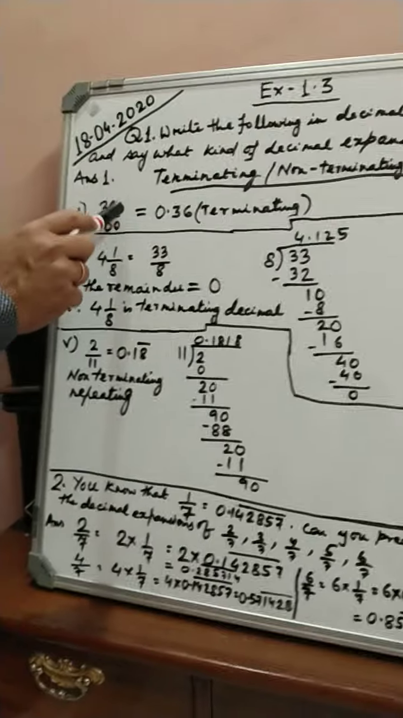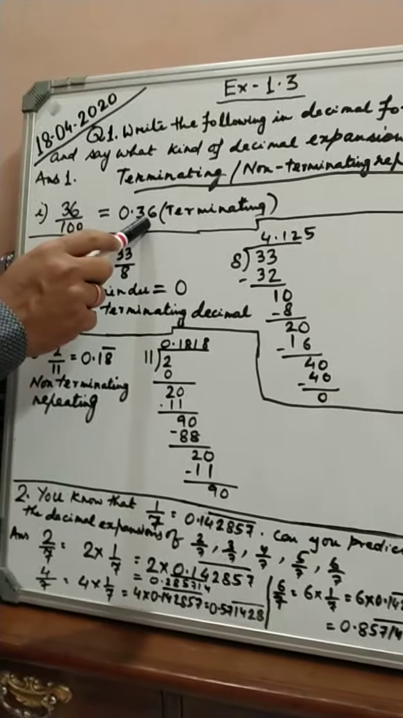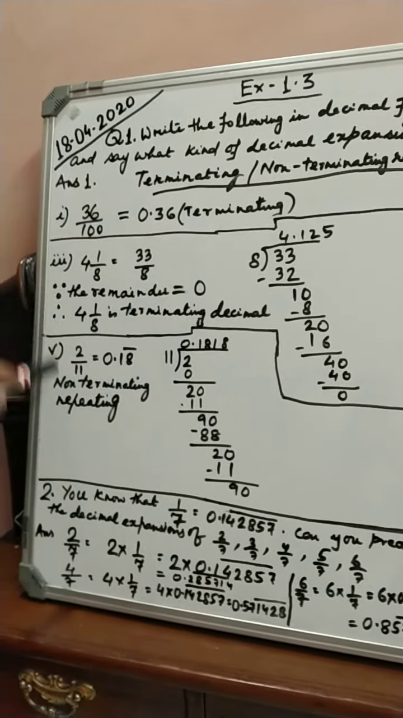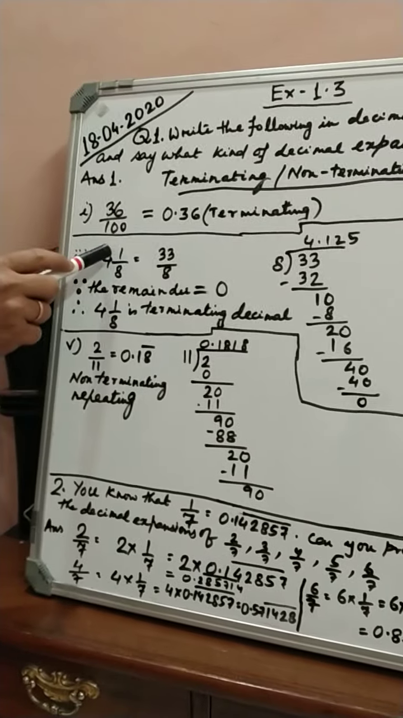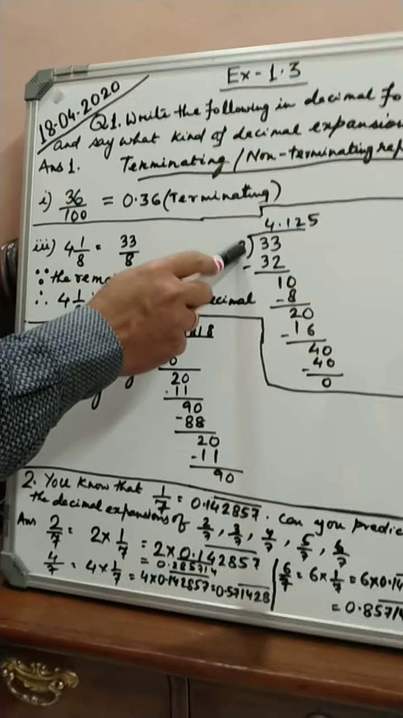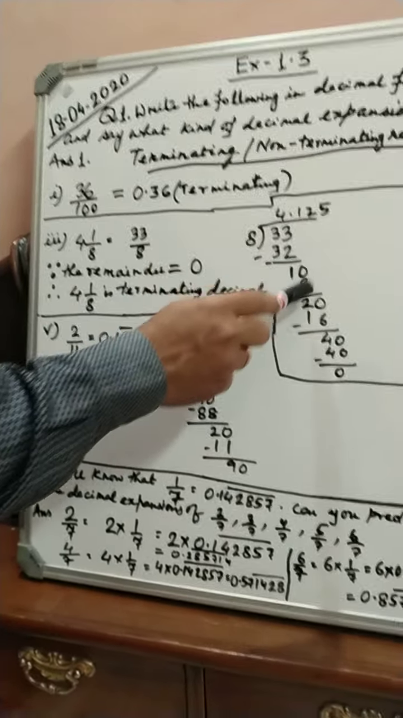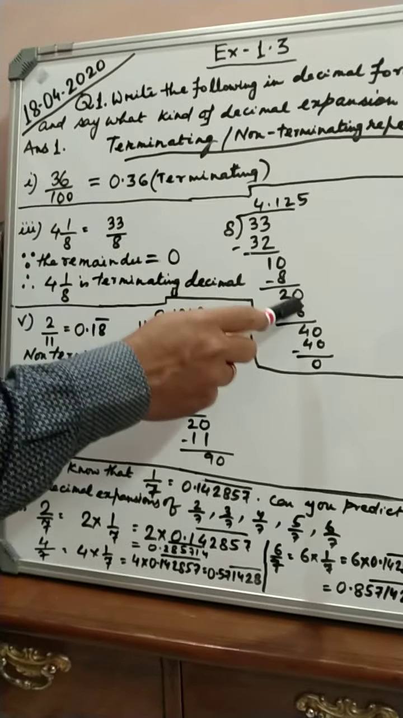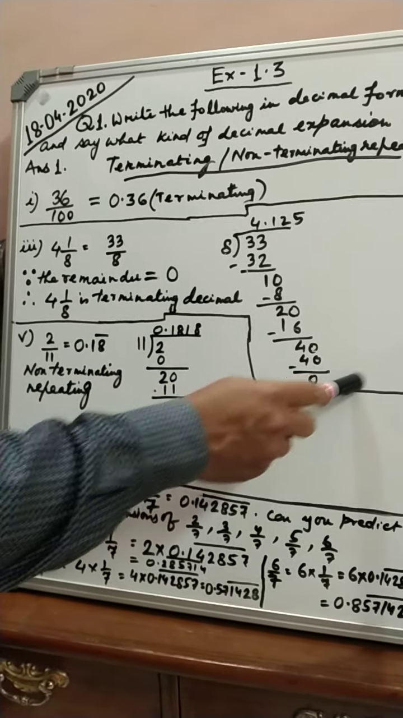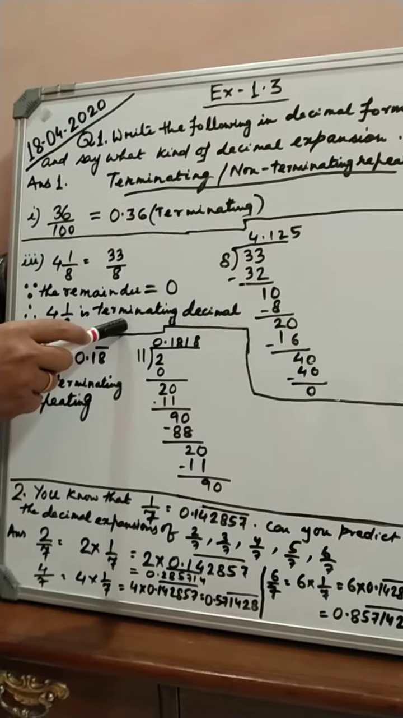The first question is 36 by 100. If we divide 36 by 100, we'll get 0.36 and there is no remainder, so it is a terminating decimal. Now if we divide 4 1 by 8, the 4 1 by 8 can be written as 33 by 8. Now if we divide 33 by 8, 8 4s are 32, so the remainder is 1, then 10, 8 1s are 8, 20, 8 2s are 16, 40, 8 5s are 40, 0. So you see the remainder is 0, and the answer is 4.125.